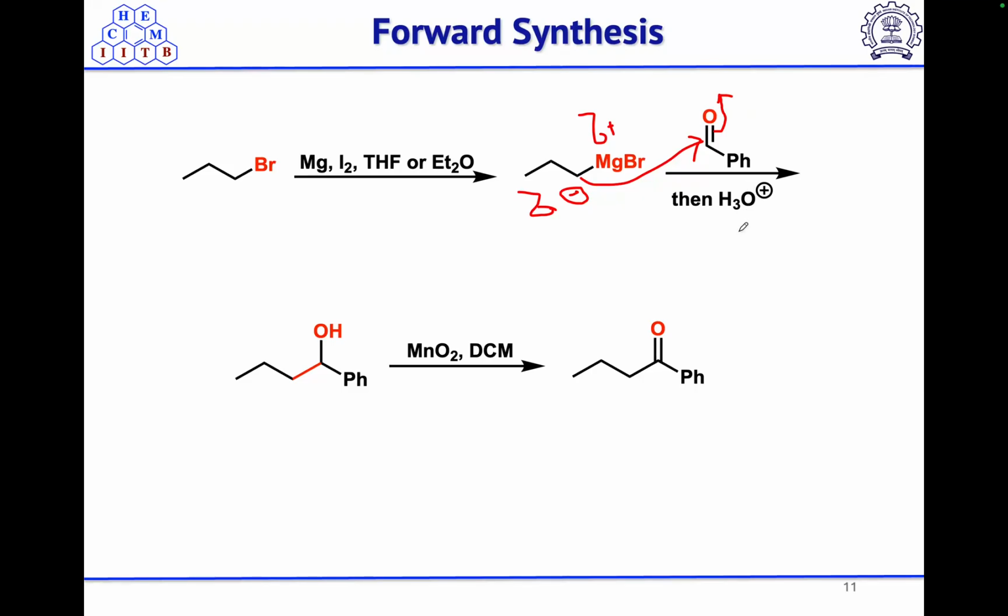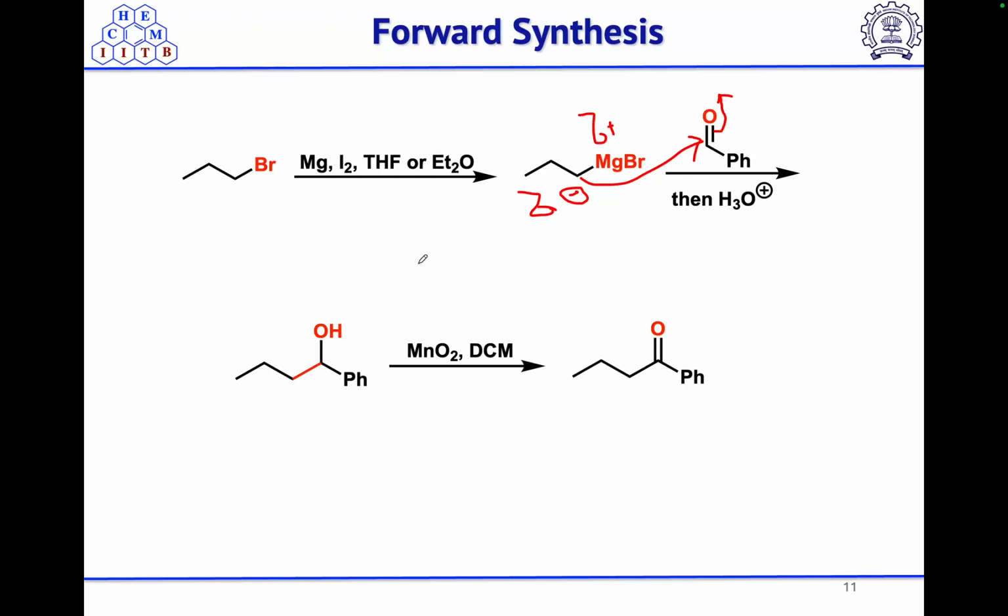Okay, so we can do the workup by treating with H3O plus, and we can get this alcohol, right? So now this is basically oxidation, alcohol to ketone. If you see properly, you can tell that this alcohol is benzylic. Okay, so benzylic oxidation could be done by using MnO2, manganese dioxide, or you can also use DMP or PCC for converting this alcohol to ketone. Okay, yeah, so that is how you can get this ketone.